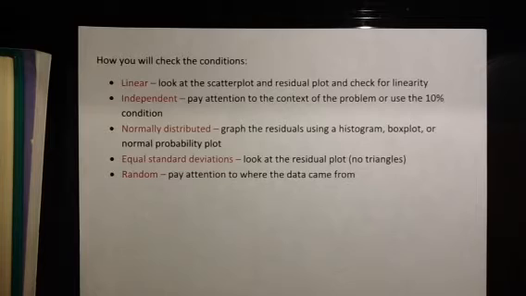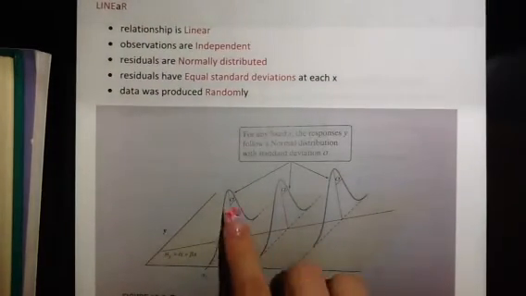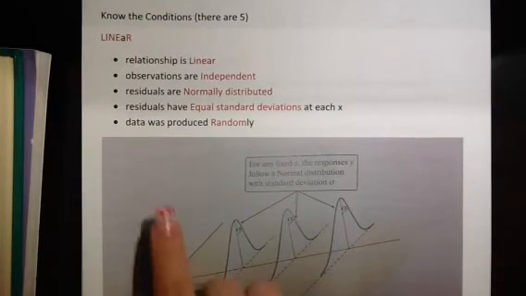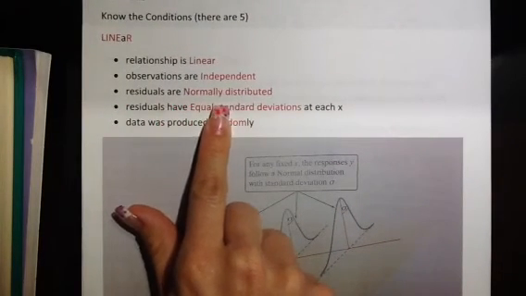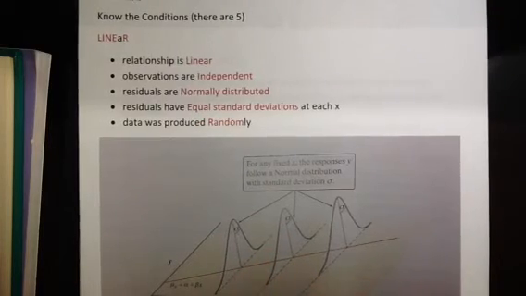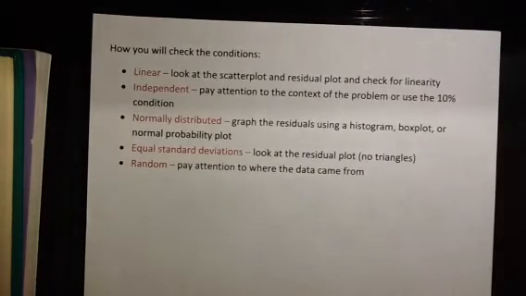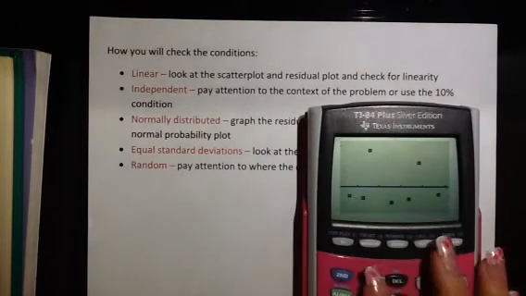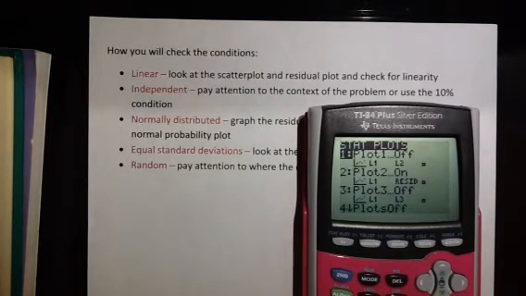Next, we need normally distributed. Now remember, what was normally distributed was those x values. We would be looking at normal distribution here. But we also need our residuals to be normally distributed. If our residuals are normally distributed, then we know that we missed in a normal fashion. So to do that, I can look at a histogram, a box plot, or a normal probability plot of my residuals. So I'm going to go back to my scatter plot.